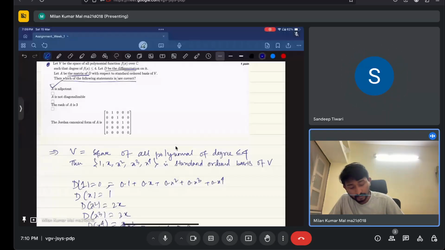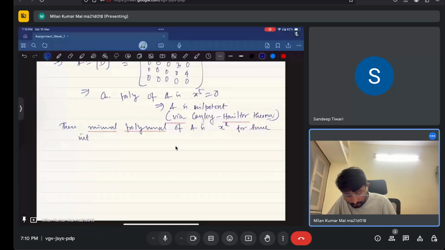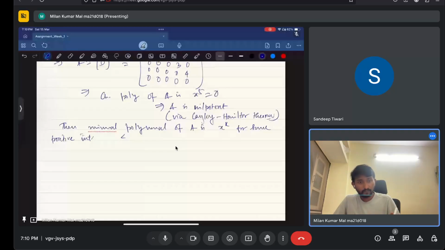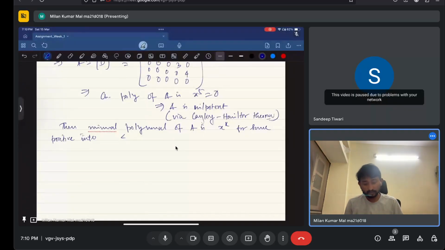Okay, so let me write it theoretically. Then the minimal polynomial of A is x to the power k for some positive integer k less than or equal to 5, right? Because the minimal polynomial degree should be bounded by something, right?